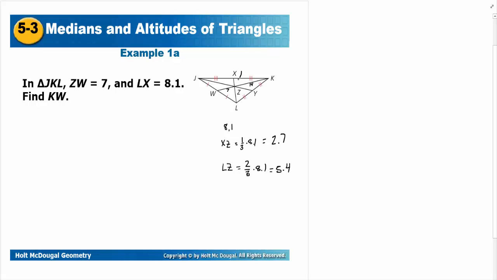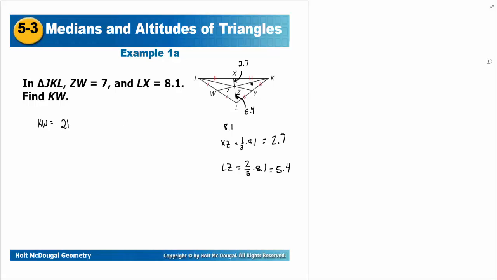So I'll just kind of shove those in here. That's going to be 2.7, and that length right there is going to be 5.4. So you'll see they're asking for KW. KW is those added up. They gave me the 7. I need to double that to get 14. So that's going to be 21.